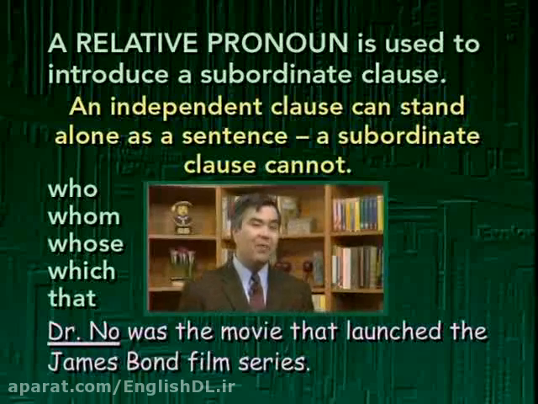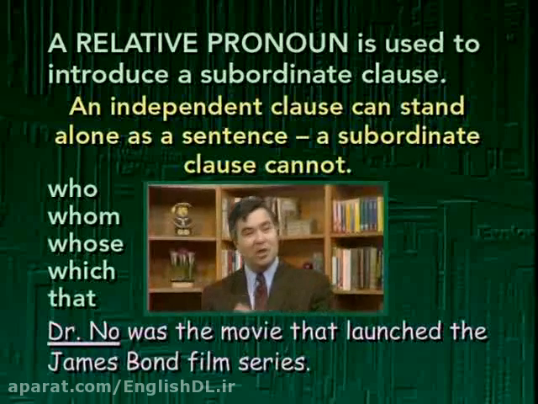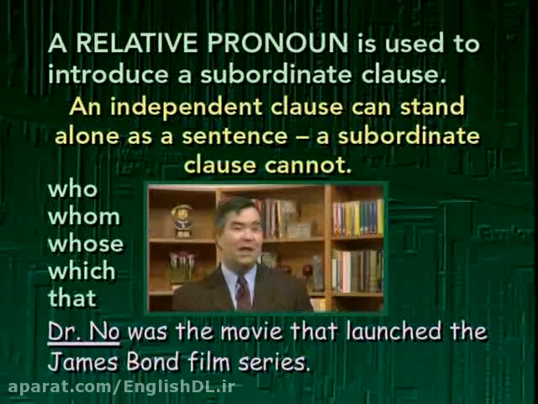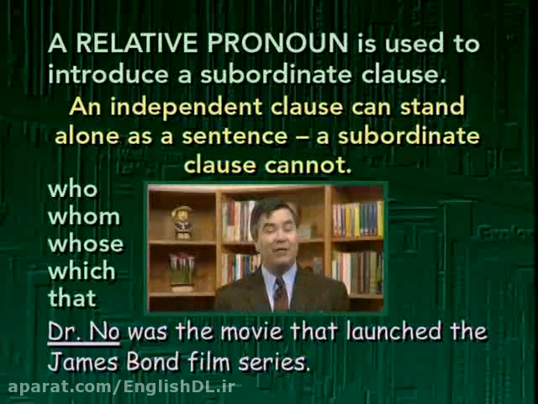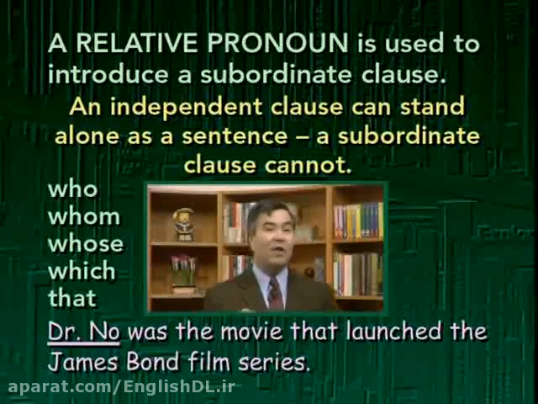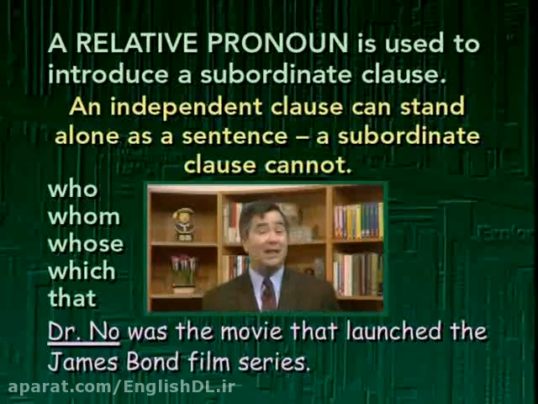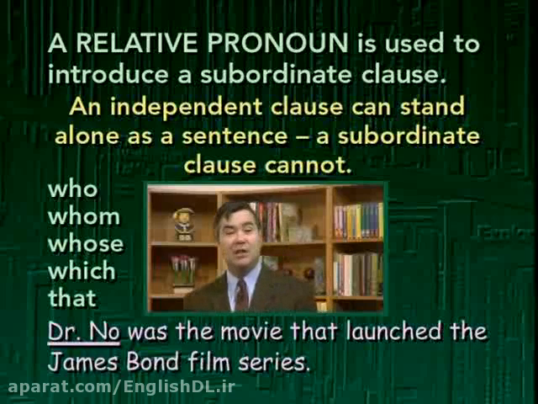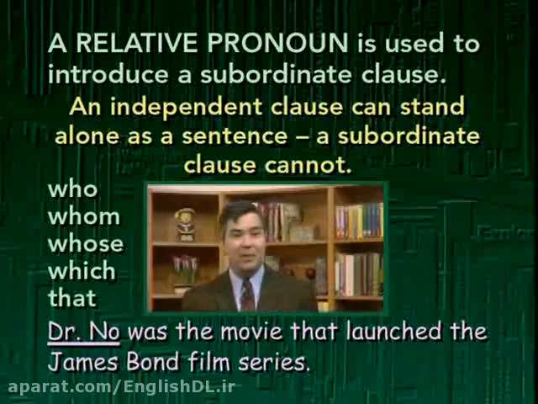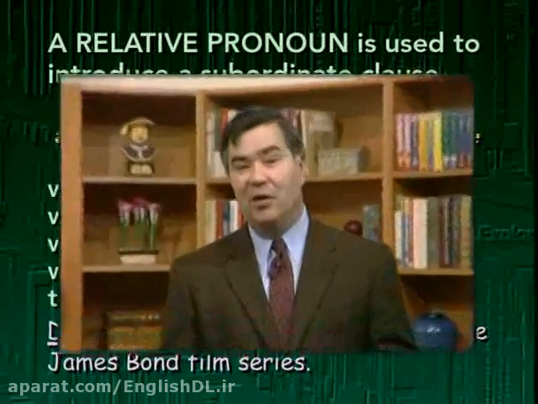So once again, we have a subordinate clause which is related to a specific noun that appears in the independent clause. The entire clause is a kind of modifier, giving more information about that noun. So when you have a relative pronoun in a sentence, it is introducing a subordinate clause which acts as a modifier, giving more information about a noun that appears in the independent clause.